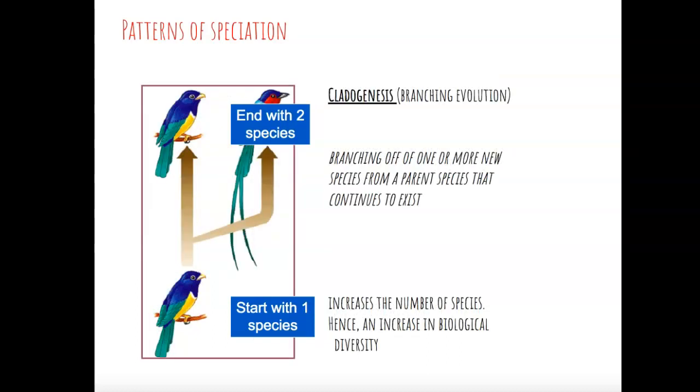The other option is called cladogenesis, which is branching evolution. So in this case, we start with one species, and then we have a new species that branches off from that species, and both species occur at the same time. And so you are increasing the number of species through this process. Whereas with anagenesis, you were starting with one species and it was evolving into a different species. In this case, we have a species and a new species branches off from it.